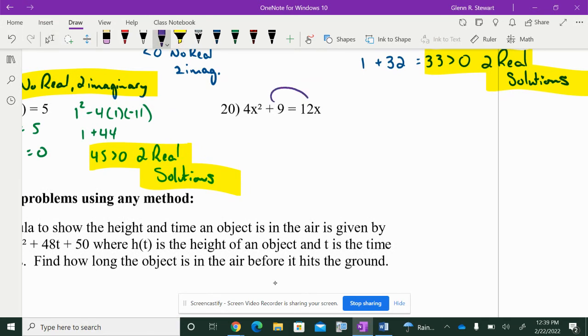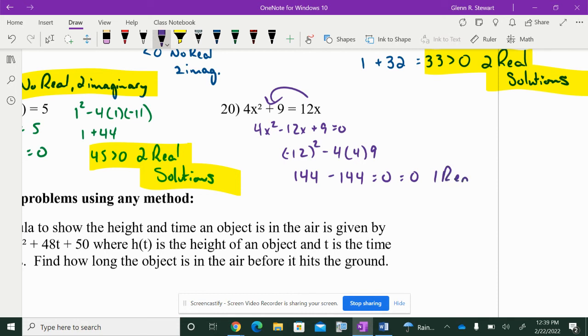And then this last one, I have to subtract this over. So 4x squared minus 12x plus 9. So negative 12 squared minus 4 times 4 times 9. So 144 minus 16 times 9, which is 144. Equals 0, which is 0, so one real solution.